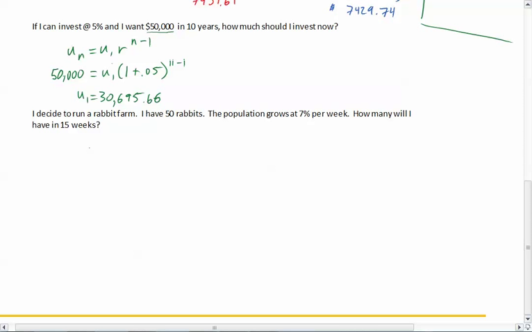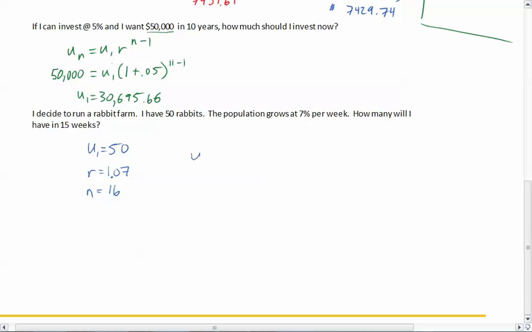So I start with 50 rabbits. So U1 is 50. The population grows at 7% per week. That means that the ratio is going to be, I'm going to keep all the rabbits I have plus 7%, so 1.07, and then 15 weeks. So remember, n is 1 greater than the number of weeks, because the 0 week is actually n1, 50. So 1 week I would have more already, so n is going to be 16.